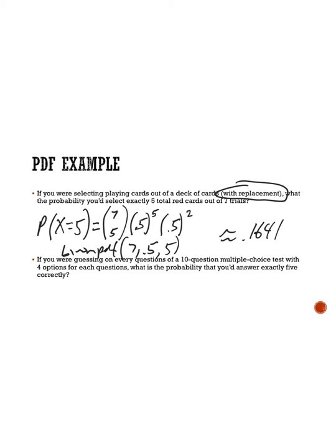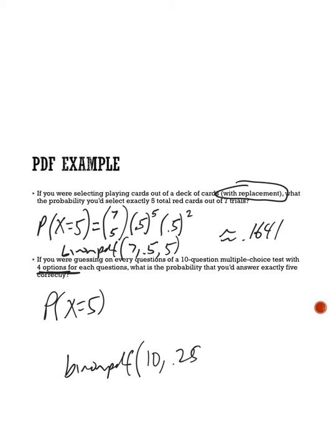Second one, if you're guessing on every question of a 10-question multiple choice test with 4 options for each question, what is the probability that you answer exactly 5 correctly? So this one, again, is the probability that X equals 5. On a binomial formula here, we'd have binomial PDF. We have a 10-question test. Since there are 4 options, guessing would be a 1 in 4 chance of guessing correctly, so that's 0.25, and the chance that we guess exactly 5 correctly.